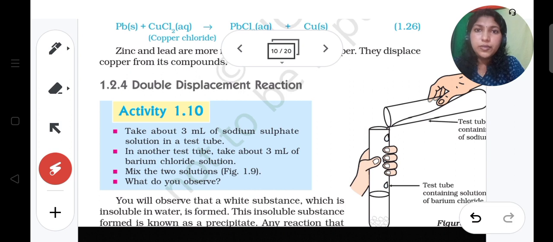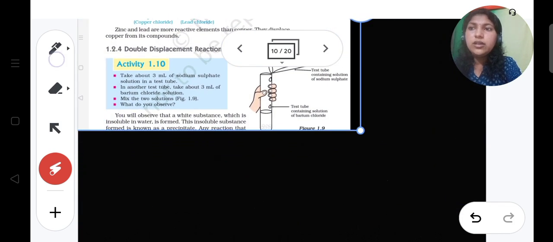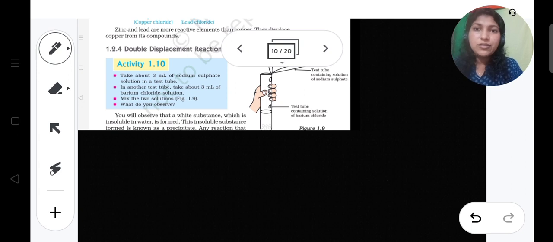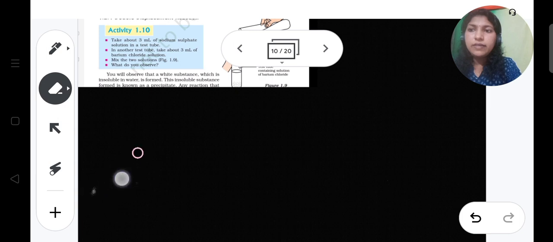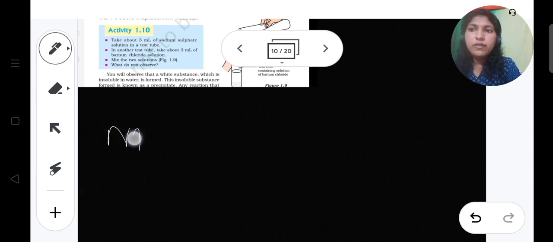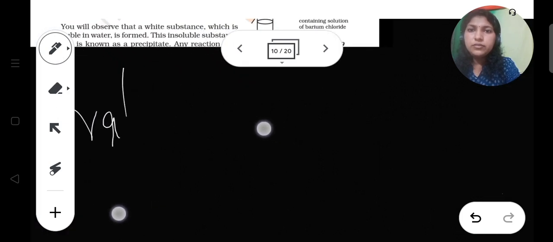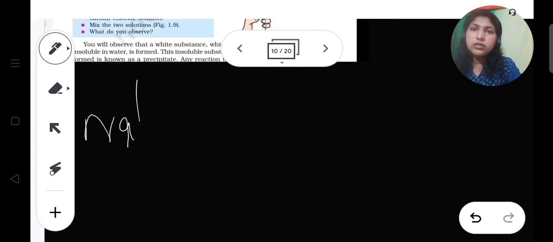A product is formed. This is a double displacement reaction, meaning the atoms or ions are doubly exchanged. So we can write the chemical equation. What about sodium sulfate? The valency of sodium is 1, and sulfate has valency 2.